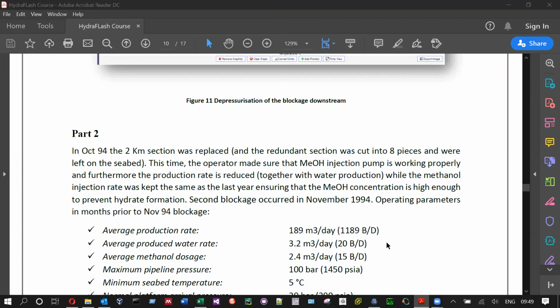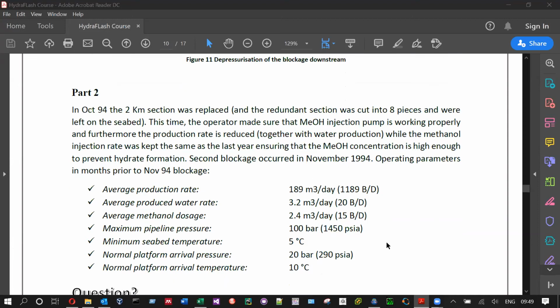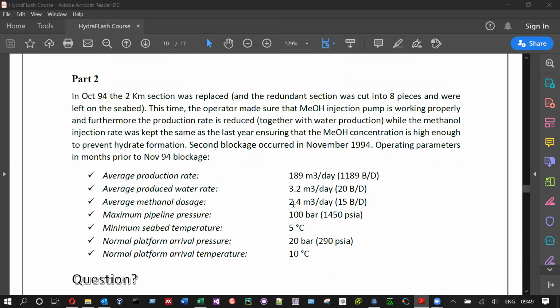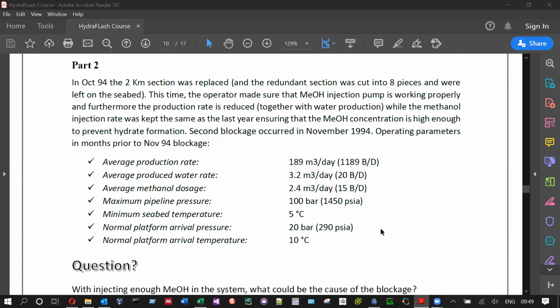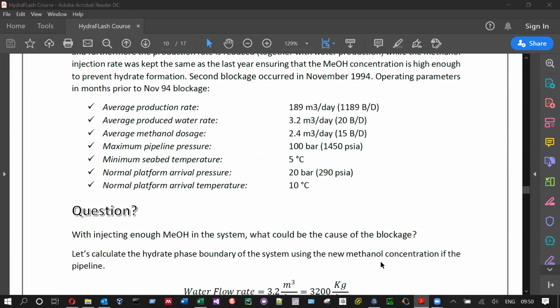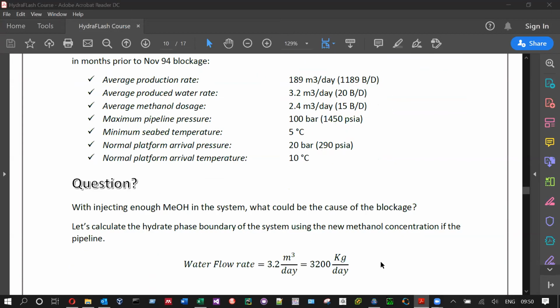So the operation conditions for this stage of production are given in this section. The gas flow rate is 189 cubic meters per day, the water flow rate is 3.2, and the methanol dosage rate is exactly the same. The pipeline pressure and the seabed temperature are 100 bar and 5 degrees, and the normal platform arrival pressure is 20 bar, and the platform temperature is also 10 degrees. So the question is, with injecting enough methanol in the system, what could be the cause of the blockage?